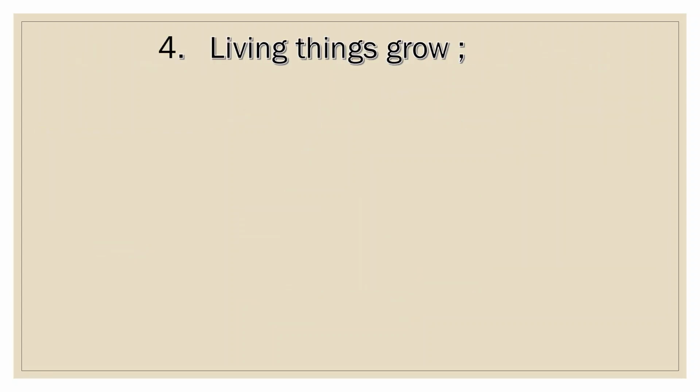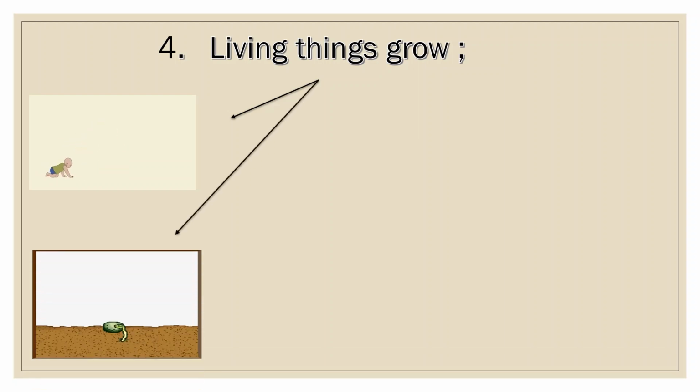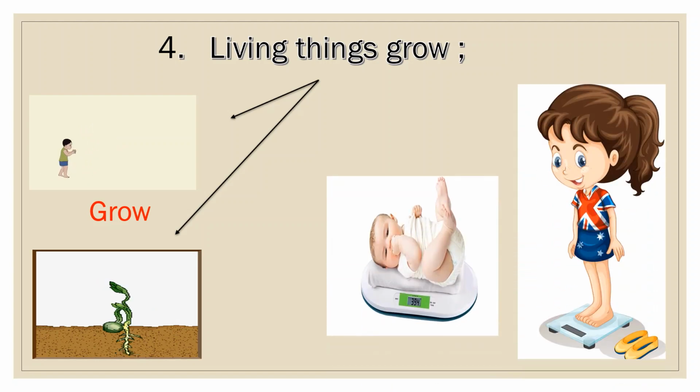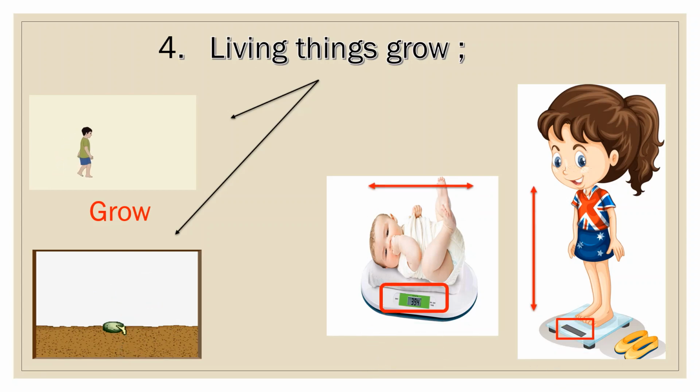The fourth characteristic is living things grow. All living things grow. Here you can observe that a baby grows into an adult and a seed grows into a new plant. All living things grow in shape and size. The weight and height of the living thing increases as they grow. Let's go to the next one.